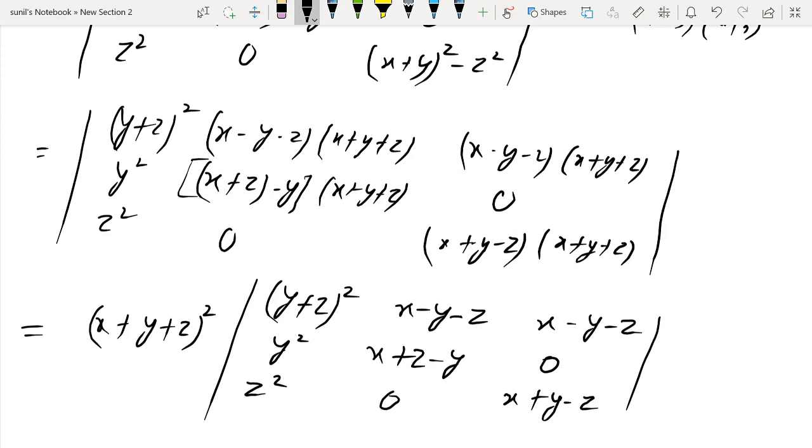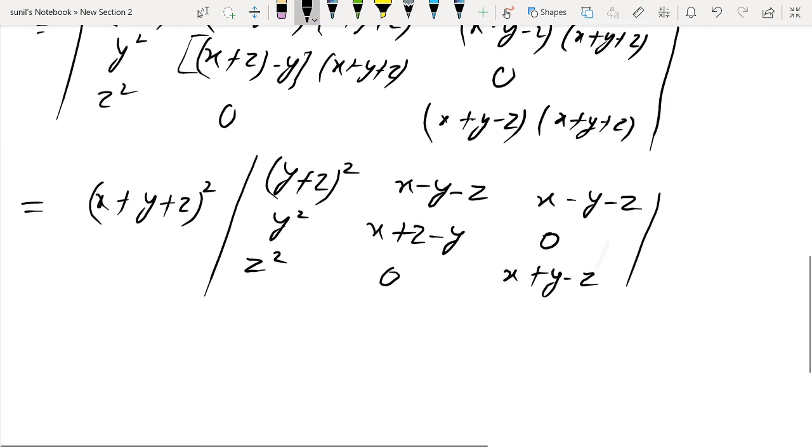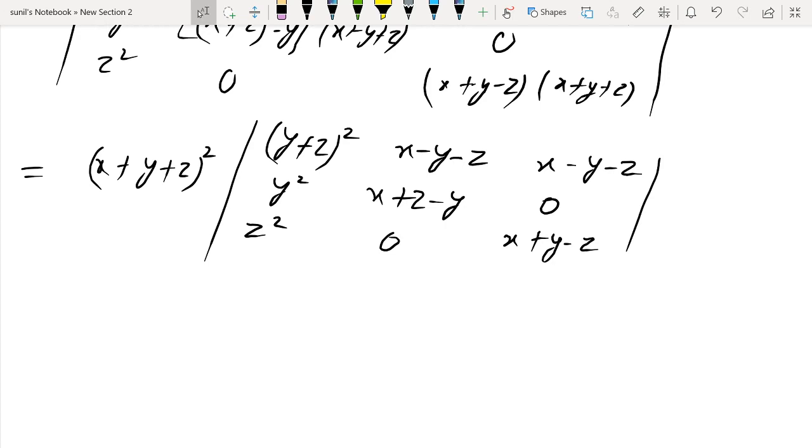Now this is the crucial step, that how you are going to deal with it. Now see, if you see the pattern of the elements here, again some are squares. So what operation I'm going to apply here is really important.